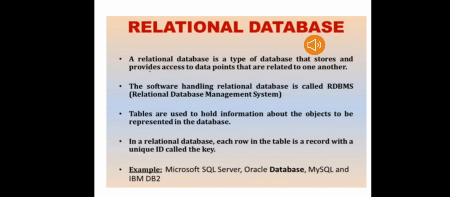In a relational database, each row in the table is a record with a unique ID, which we call keys. Examples are Microsoft SQL Server, Oracle DBMS, MySQL, and IBM DB2.